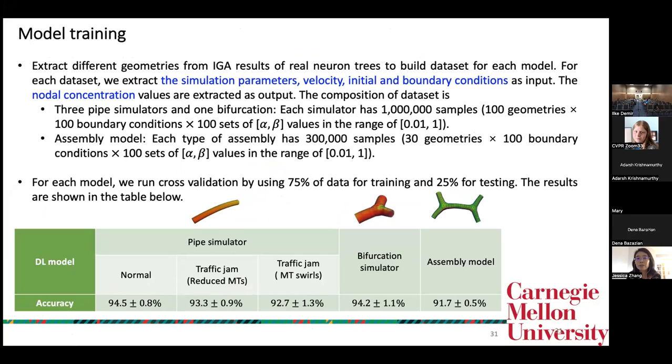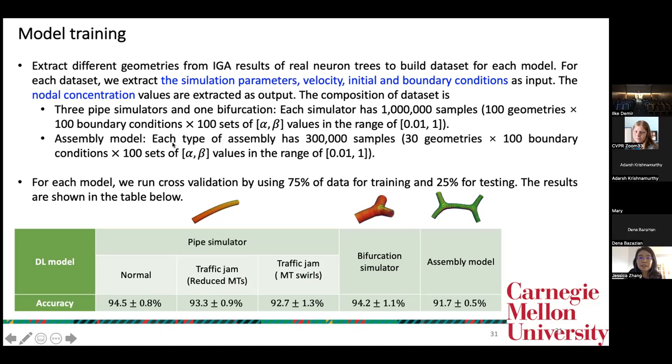So with this architecture, we build the training model. We collect all the training data. We extract the simulation parameters, velocity, initial boundary conditions as the input. The output includes the velocity and also concentration at each node. And we have 3 pipe simulators, that includes a normal transport and 2 traffic jams, and we also have a bifurcation simulator. Each simulator, we created 1 million samples, consisting of 100 geometries, 100 boundary conditions, and 100 sets of the alpha beta values.